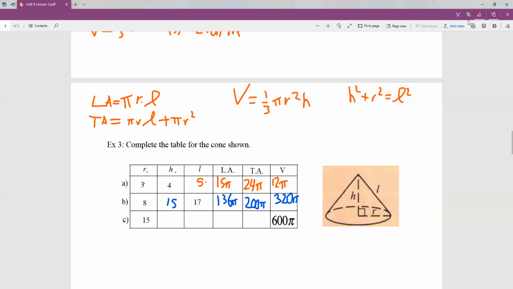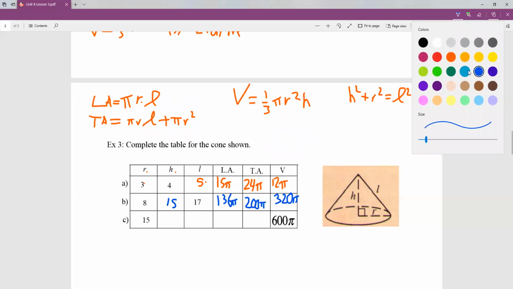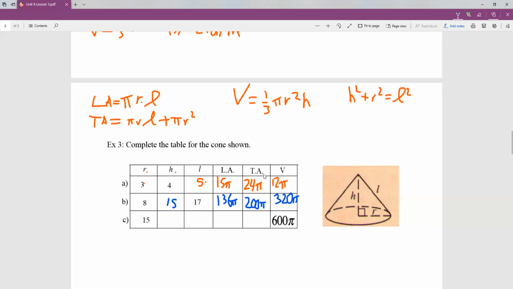Okay. So for this last one, we're given the radius and the volume. We need to use the formula for the volume to figure out a missing piece. So I'm going to rewrite the volume formula and plug in everything I know already. The volume is 600 pi. 1/3 never changes, pi is still there. Do I know r? Yeah, r is 15, so I'm going to write 15 squared.